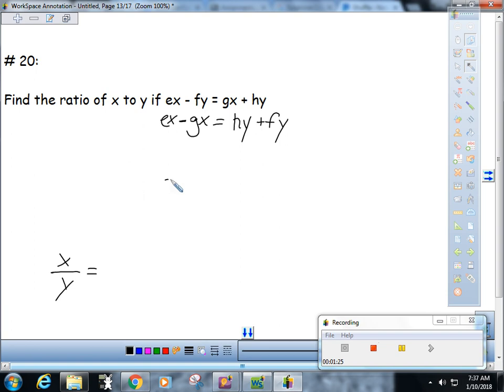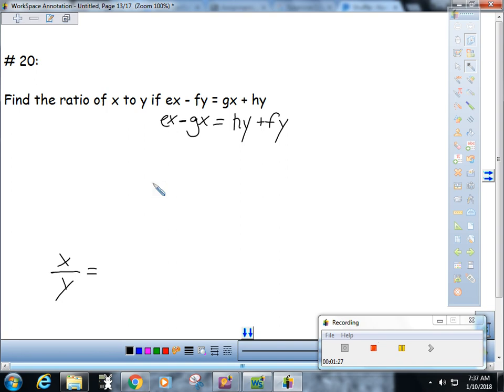Is that better? So what did I do? I subtracted gx and I added fy. Okay, so far so good? All right, so now I have successfully put all my x's on one side and all my y's on the other side. So now the next thing is to factor.